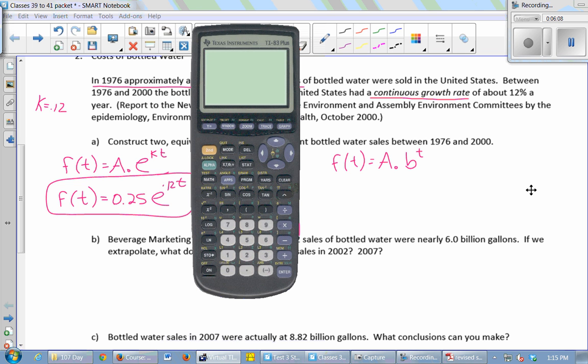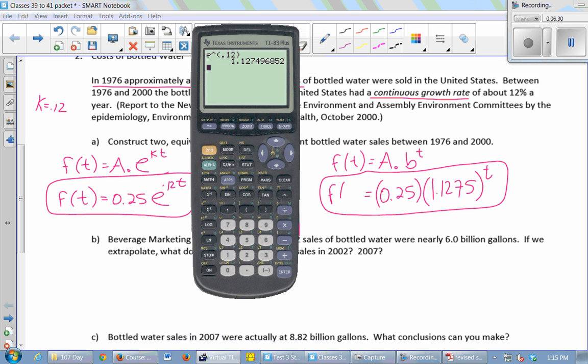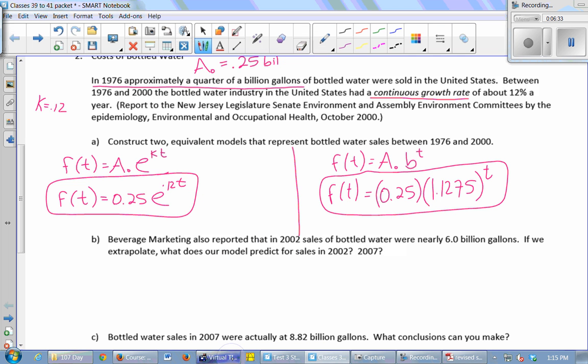All right, so I've got e, k is 0.12. So e to the 0.12 is 1.1275. So a naught is the same, 0.25 times 1.1275 to the t. So there is my second, equivalent model. Both of these tell me how many billions of gallons of bottled water were sold years after 1976.